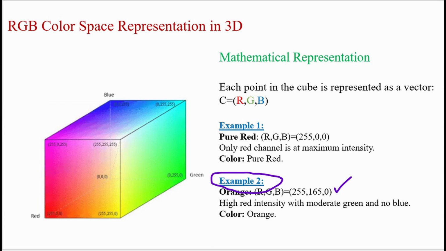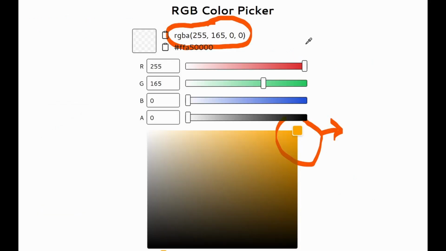Now let's look at another example using the RGB color picker. By setting the values to R equal to 255, G equal to 165, B equal to 0, we get the color orange. This combination demonstrates high red intensity, a moderate green value and no blue. The result is represented as RGB (255, 165, 0).